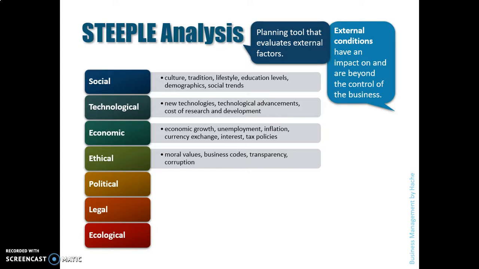Transparency is important, and also the levels of corruption, to make sure that we would be able to run smoothly in the specific region, city, or country we are planning to start operations. So these are also ethical factors to consider.